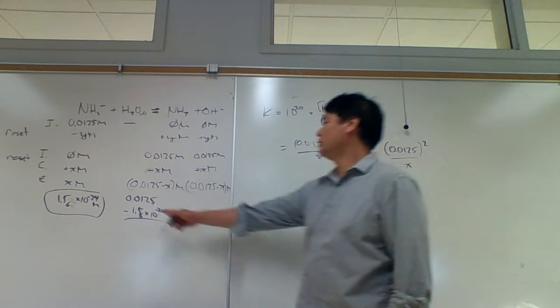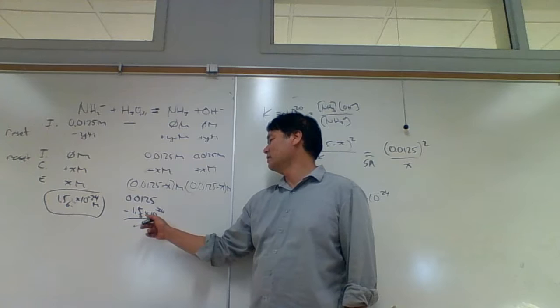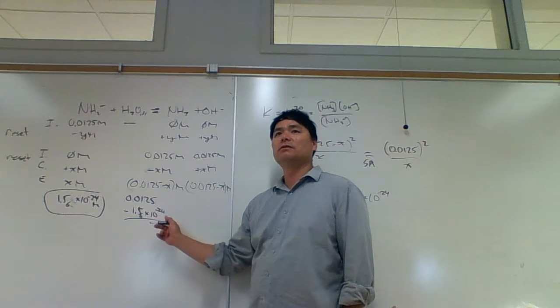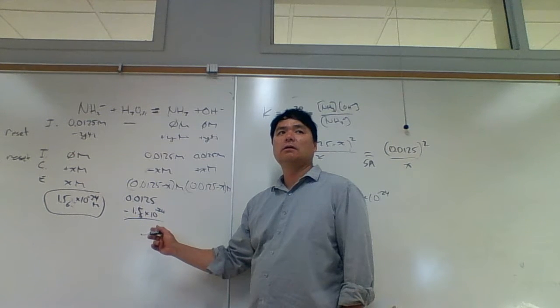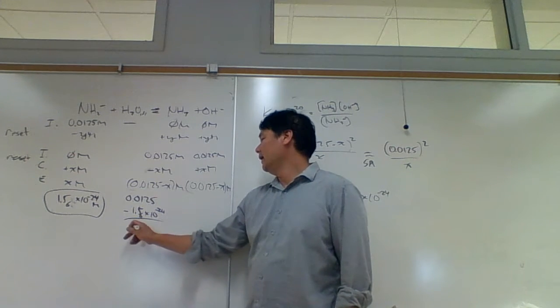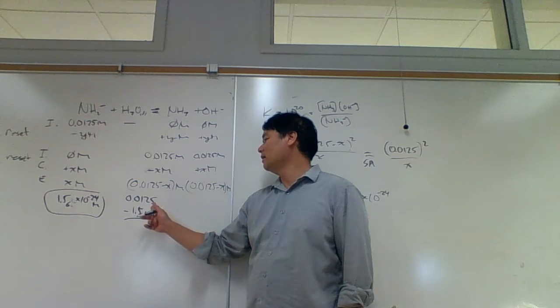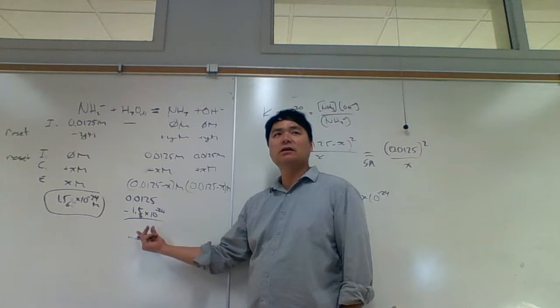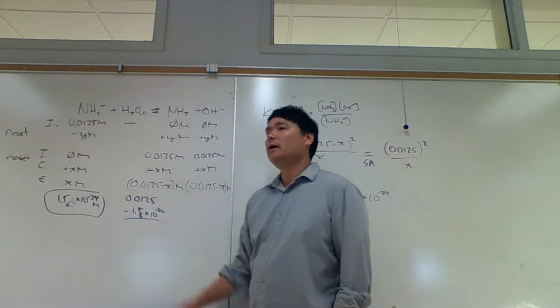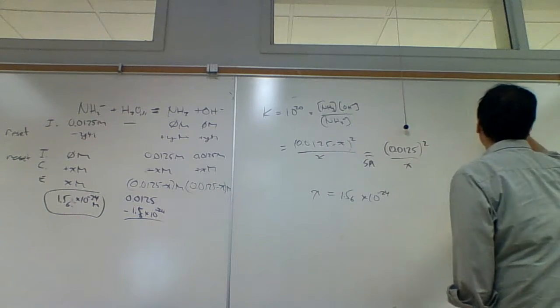Well, do 0.0125 minus 1.56 times 10 to the minus 24 equals. What comes out as the answer? 1.25 times 10 to the minus 2. Yeah, if you punch this in your calculator, it says the change is 0 because it comes out to 0.0125, which is a rounding error, right? To avoid the rounding error, this is what we'll do.